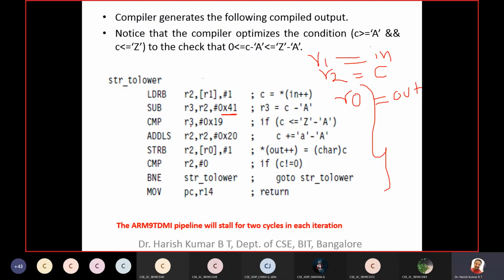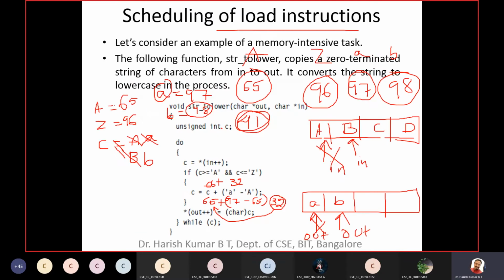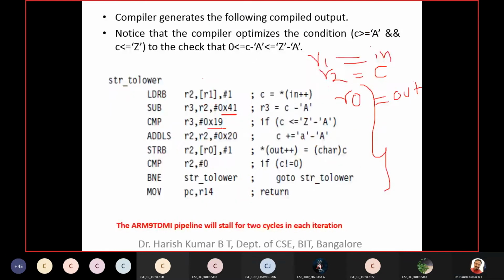Next, here I'm comparing this R3, the subtracted value, with 19. Now what is this 19? What is the decimal equivalent of 19? Hexadecimal 19, what is the decimal equivalent? 25, sir. 25. See, Z minus A.